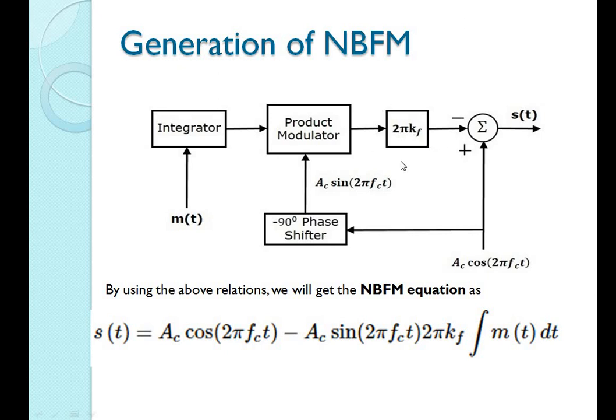That is the product modulator block. From here you subtract and get the summation with your sin 2 pi fct carrier signal, and the modulated output will be your narrowband frequency modulated wave. This is how you get the standard equation for narrowband frequency modulation. I hope you are clear with the narrowband frequency modulation.